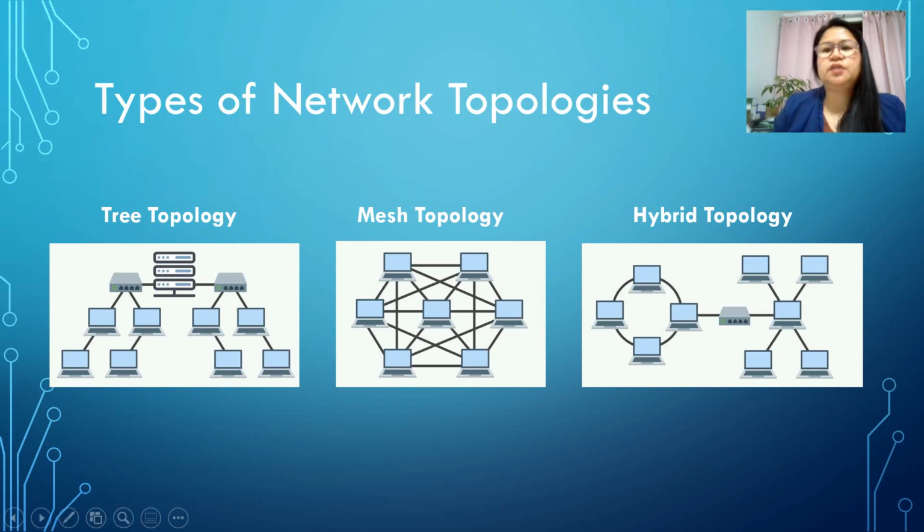And we have the hybrid topology, which combines two or more of the standard topologies. This can be a good solution to quickly link together different existing networks into a unified system. So it is a combination of two or more of the standard topologies.